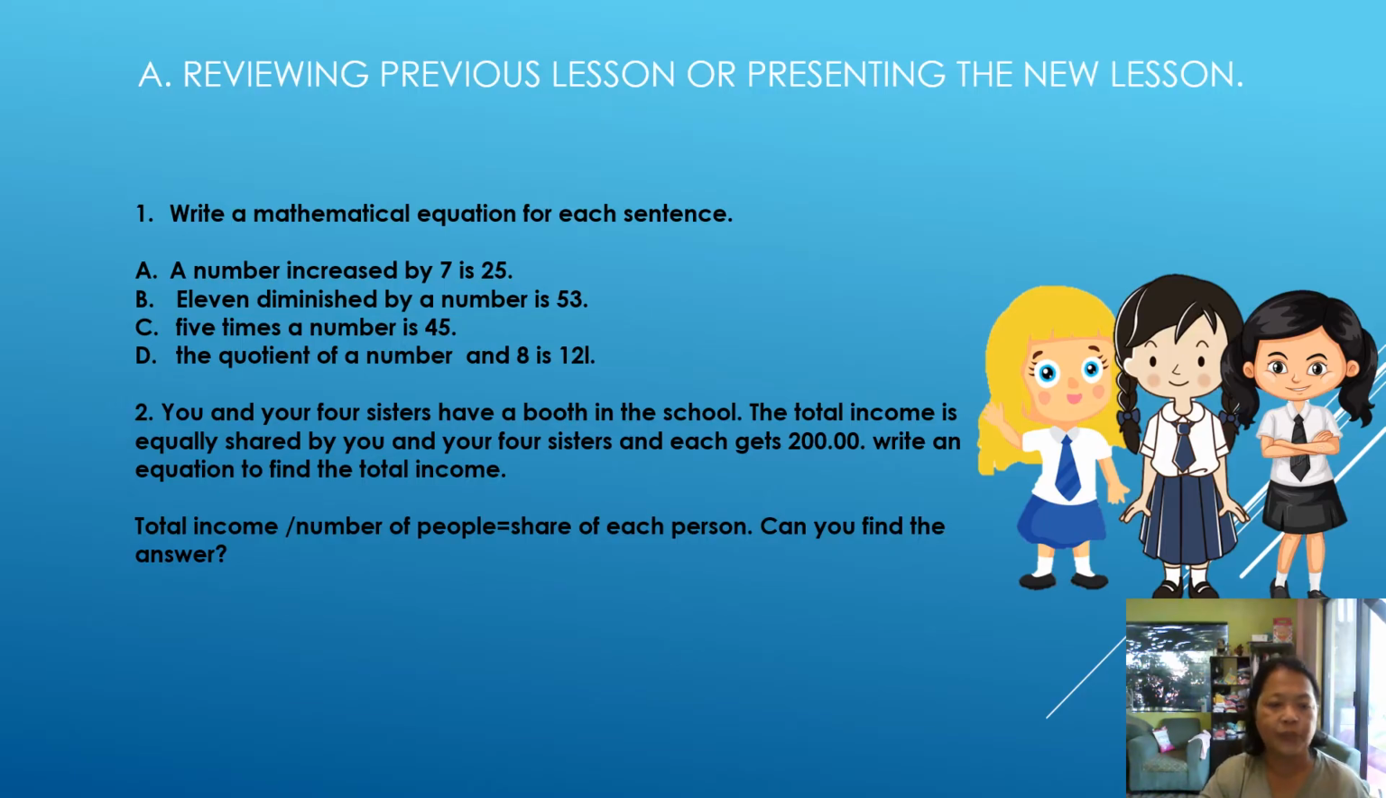Okay, thank you. Number 2, we have a question here that we are going to discuss. You and your 4 sisters have a booth in the school. The total income is equally shared by you and your 4 sisters, and each gets 200. Write an equation to find the total income. So we have here the equation: total income divided by number of people is equal to share of each person. Can you find the answer? Okay, who would like to answer on the board? Good job.